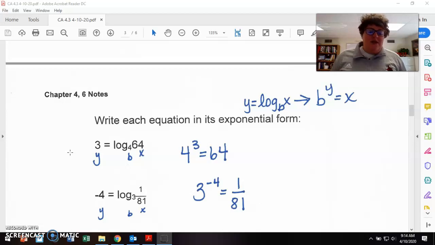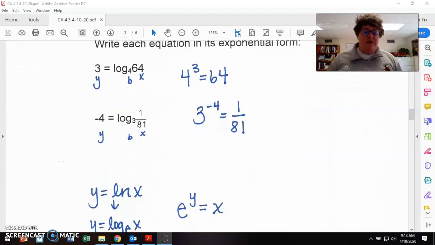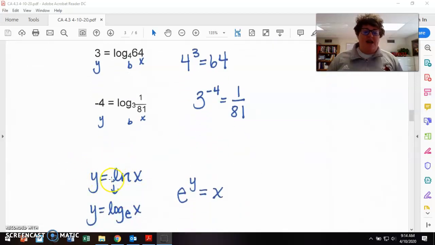Okay. The next one, again, identify your b, your y, and your x, and convert. I have 3 raised to the negative 4 power is equal to 1 over 81. Remember that negative power flips over that fraction and becomes 1 over 3 to the 4th, and that's where the 81 comes on the bottom. So if you have a negative exponent, remember it's going to flip that fraction. So this is going from log form to exponential form. Okay, here's a natural log one. If you're given y equals natural log of x, remember natural log is log base e. So to rewrite this, you have e to the y is equal to x.